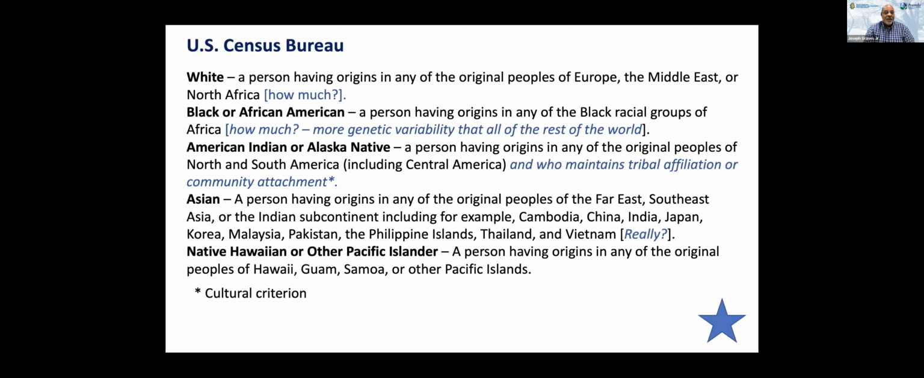Now, I find this term even more useless: Asian, a person having origins in any of the original peoples of the Far East, Southeast Asia, or the Indian subcontinent. So really, we're talking about a huge geographical area: Cambodia, China, India, Japan, the Philippine Islands, Vietnam. Again, the utility of this as a classification for biological sciences and biomedical research is highly suspect. Finally, Native Hawaiian or Pacific Islander: a person having origins of any of the original peoples of Hawaii, Guam, Samoa, or other Pacific Islands.